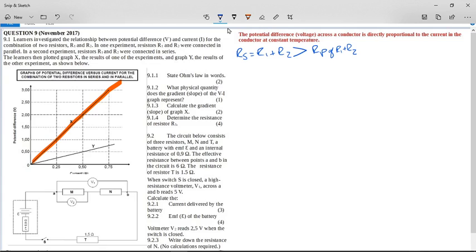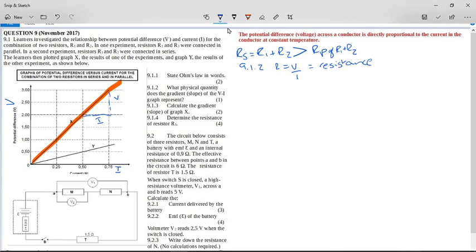Now it says to you, 9.1.2. What physical quantity does the gradient slope of the graph represent? Well, we know from Ohm's law, look, there was a hint in the first part, R equals V over I, and this graph is plotting voltage against current. So the gradient of this graph, if you have a look, will be voltage over current. So this is going to be resistance.